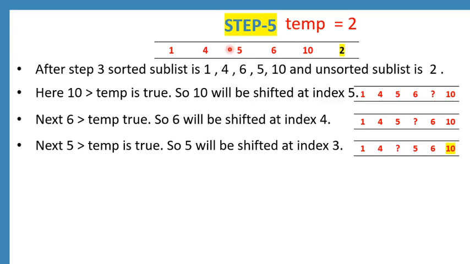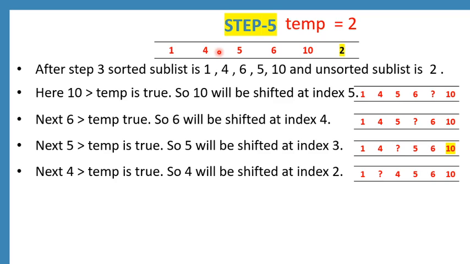Next, 5 will be compared with 2. Again, the sorted value is greater, so 5 will go at index 3. Again, 4 will be compared with 2. 4 is greater, meaning the sorted value is greater, so 4 will go at index 2. Now index 1 is blank. Now 1 will be compared with 2.